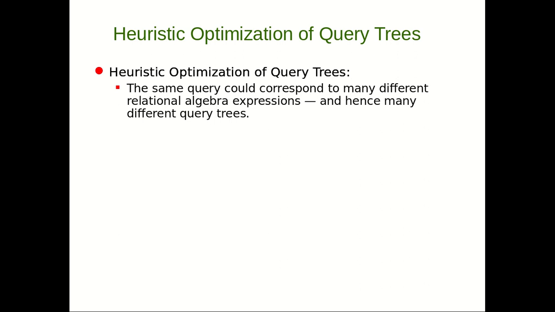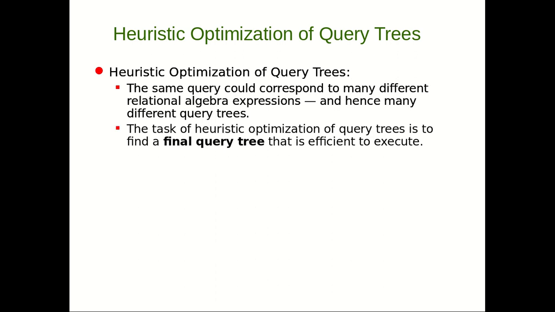The same query could correspond to many different relational algebraic expressions, hence many different query trees. As we know, for a given query you can have different relational algebraic expressions. That means different query trees are possible. The task of heuristic optimization of a tree is to find a final query tree that is efficient to execute.